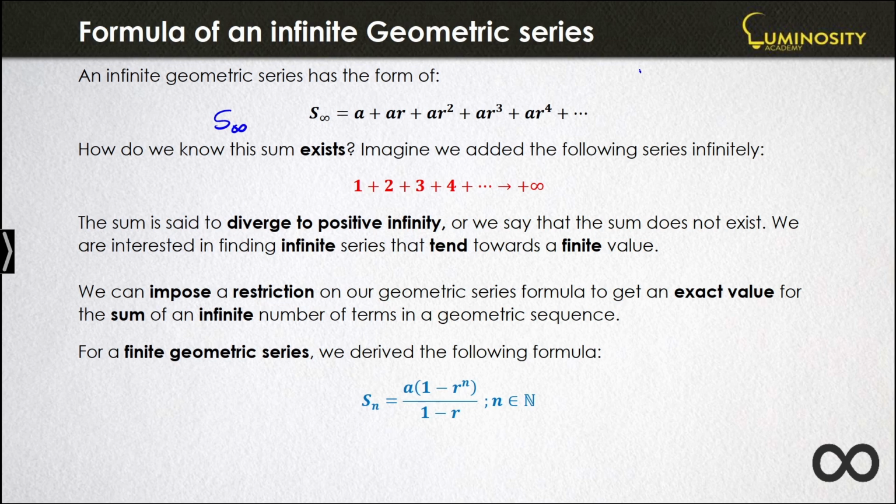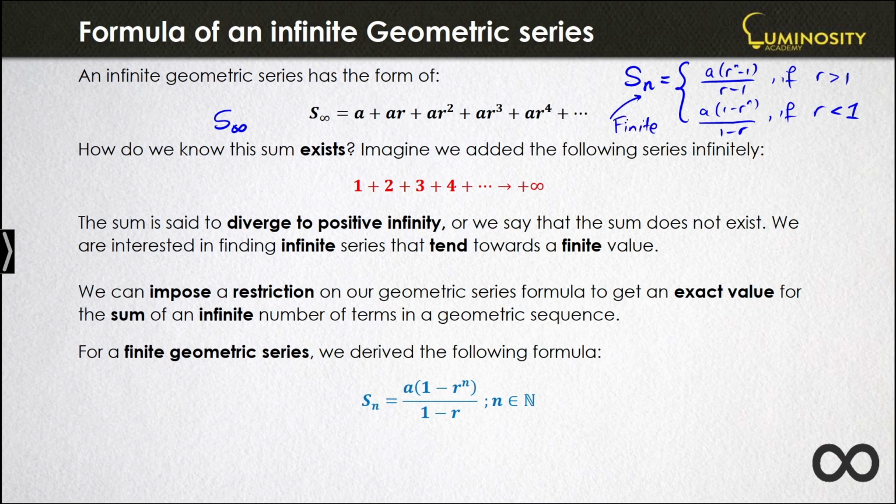As we know, S sub n for the geometric series had one of two formulae depending on the value of r. It was either a times r to the n minus 1 over r minus 1, and we use that when r is greater than 1, and we just switched it around and said a times 1 minus r to the n over 1 minus r if r is less than 1. This was for the finite case.